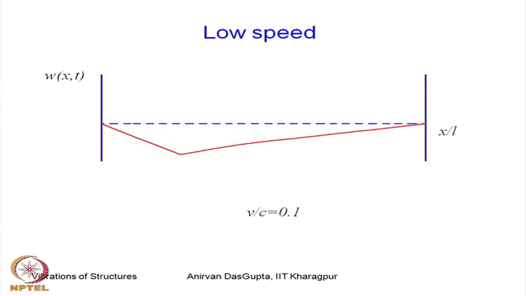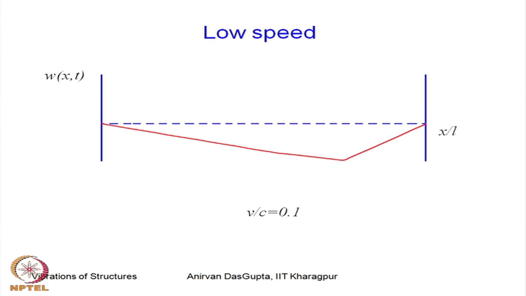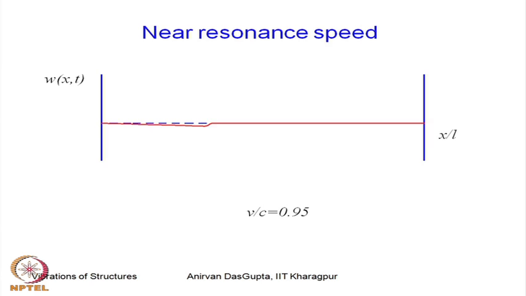Now, this is at low speed where V over C is 0.1. So, it is 10% of the critical speed. In this animation, this is a near resonance. So, V over C is 0.95. So, it is 95% the critical speed. Here you will find that those reflections of the kinks etc. are not so easily observable, at least.